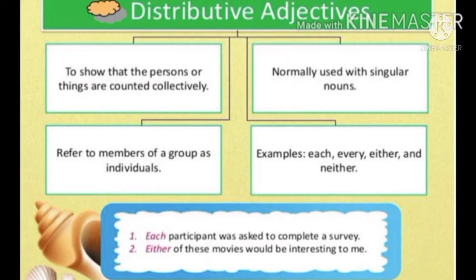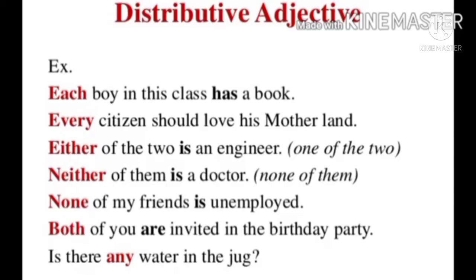We should remember that distributive adjectives are always used when we are referring to a group of people or a group of things. When we want to give importance to the people in a group, we would use the distributive adjectives each and every. Some examples of distributive adjectives are each, every, either, neither, any, etc.